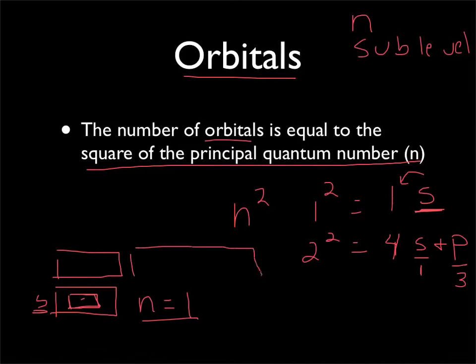If you're on the second floor, hey, you've got 2 rooms. 1 is the S room, 1 is the P room. It's a pretty nice room. This room has 1 bed. This room is a bigger room. It's got 3 beds. Beds are the orbitals.